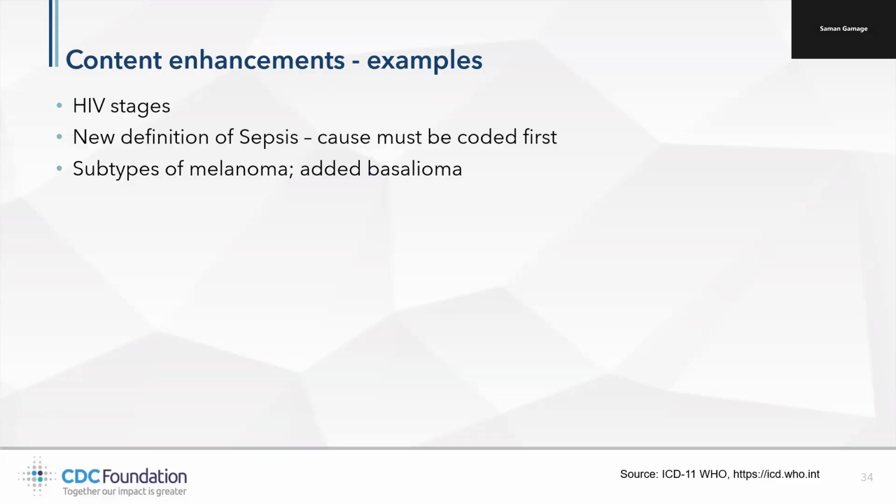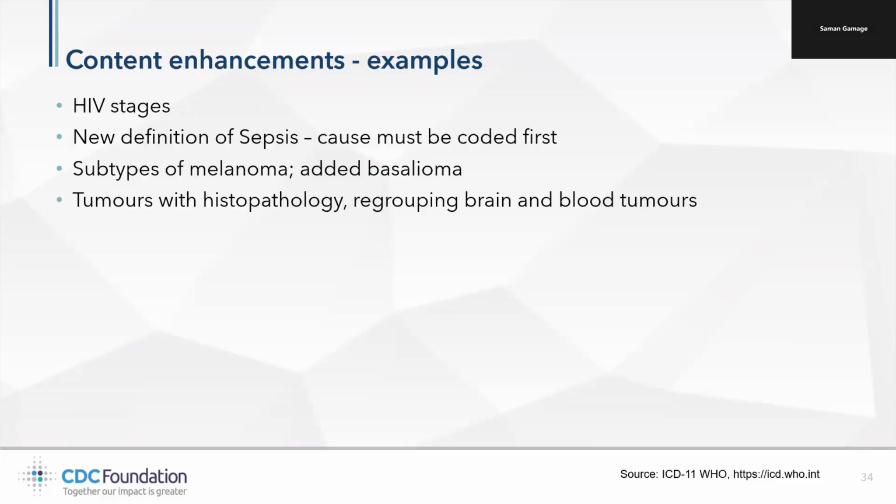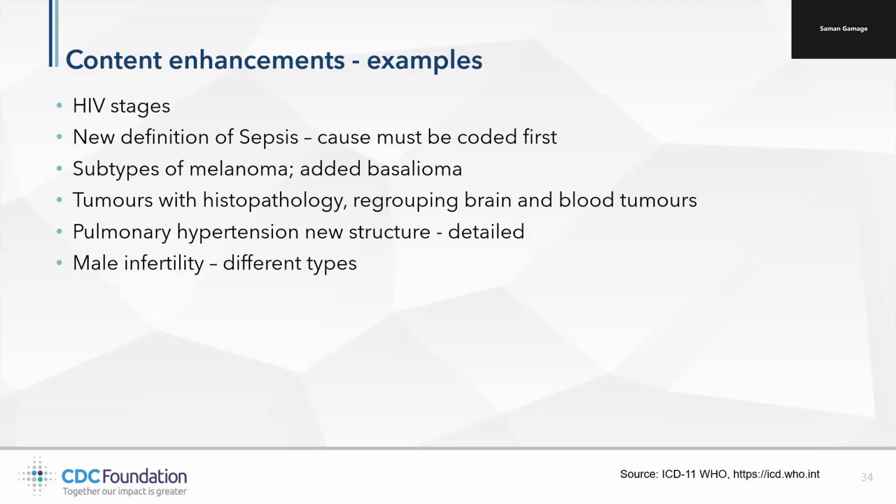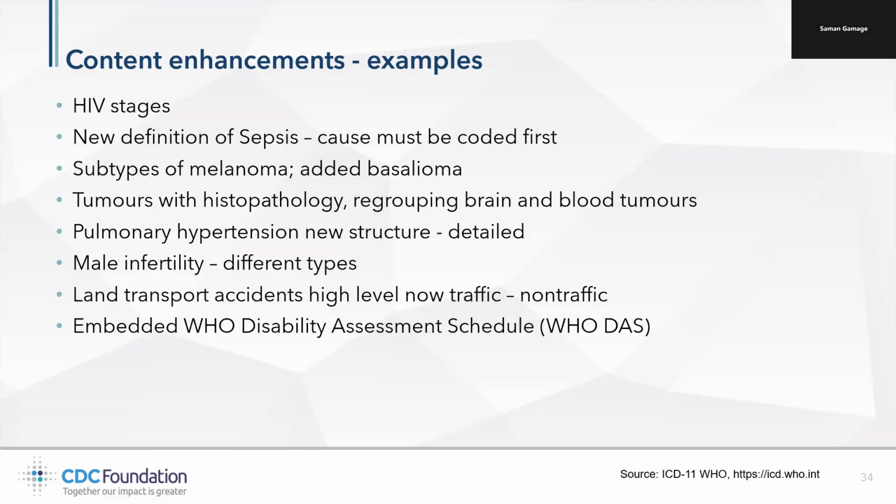Then subtypes of melanoma and an added basalioma. Tumors with histopathology are regrouped in brain and blood tumors. Then there's a new structure for pulmonary hypertension. Male infertility: there are different types of male infertility. Land transport accidents, at a high level, are now traffic and non-traffic land transport accidents. You can go into more and more detail. And also the embedded WHO Disability Assessment Schedule, WHODAS.